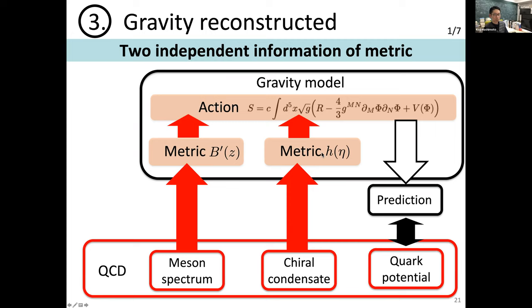And from each of these things, in fact, I can determine the bulk Einstein action with this dilaton potential. Normally this dilaton potential could be arbitrary. However, if this dilaton potential is chosen quite nicely, then it gives you this B prime as a solution. So our next task is to determine this V of phi, which is the dilaton potential of this gravity action. Then once this action is determined, you can give some other prediction. And in our case, we compute the quark potential as the simplest example.